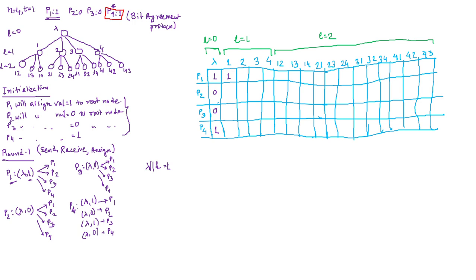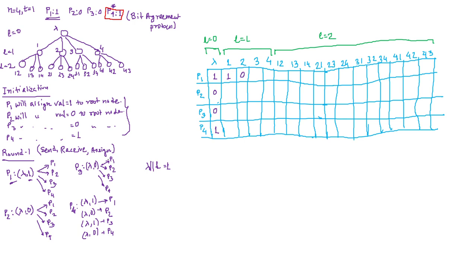Next, P1 has received lambda comma 0 from P2. So P1 will assign the value 0 to the node with label lambda concatenated with party ID 2. That means this value 0 will be assigned to a node having label lambda concatenated with 2, and lambda concatenated with 2 is nothing but 2.